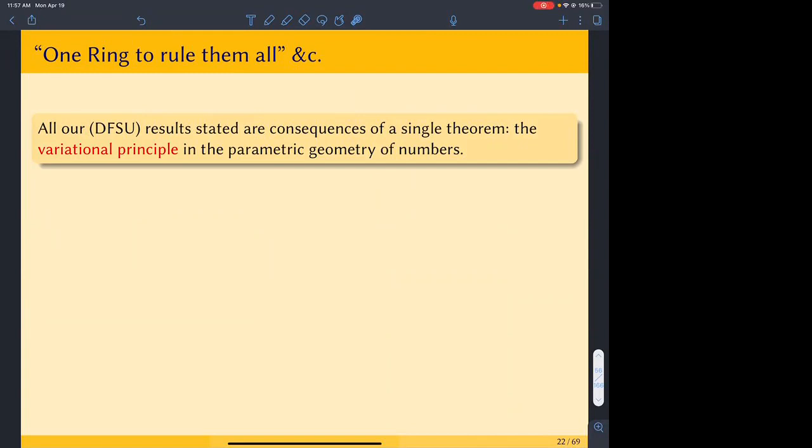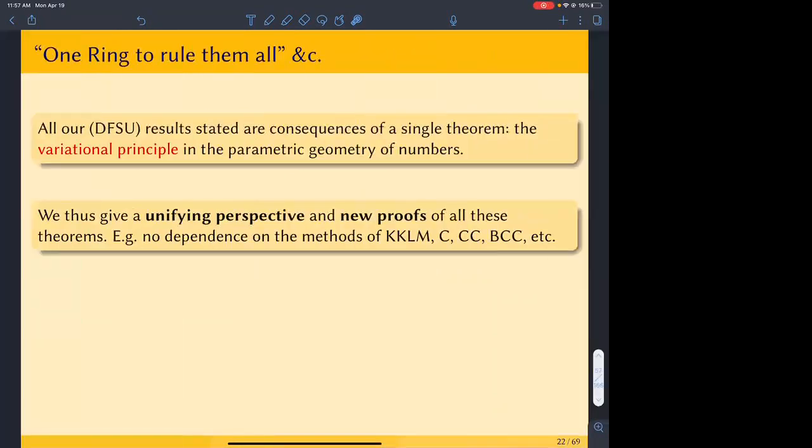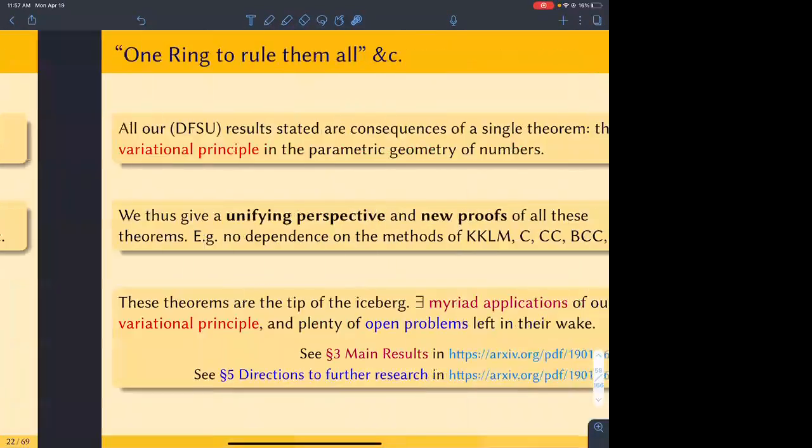Okay, all of the results stated so far are consequences of this single theorem that I was calling the variational principle. And again, I just want to point out that this variational principle gives a unifying perspective, right? Because now all those results, even the results for the Hausdorff dimension of BA, VWA, and singular, fall under one framework. It's just one theorem. You don't need separate methods or separate techniques to prove them, and there's no dependence on the methods of KKLM, Chung, Chevalier, Bugeaud, etc.